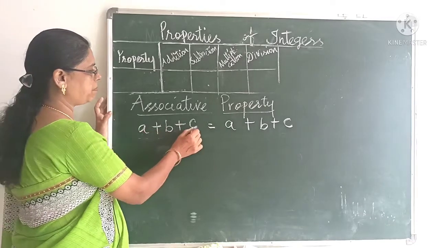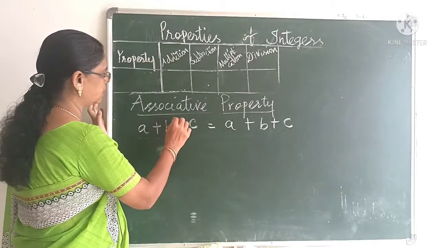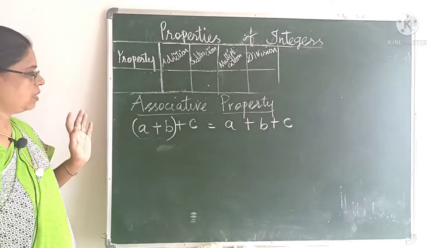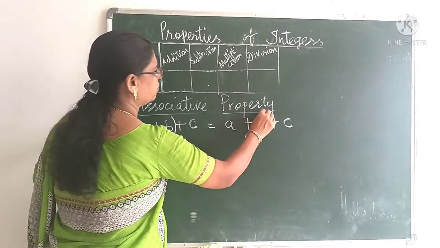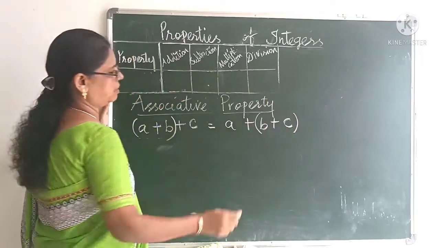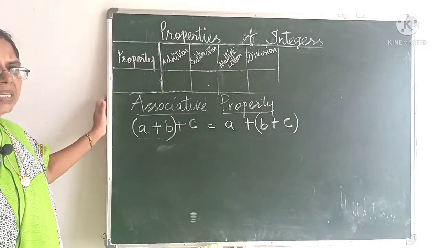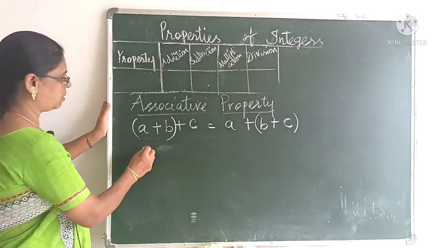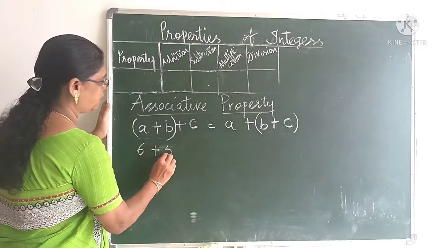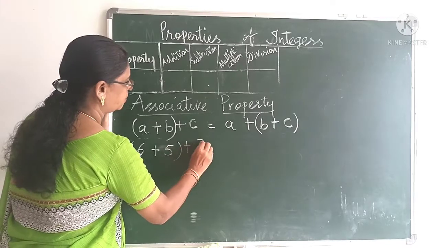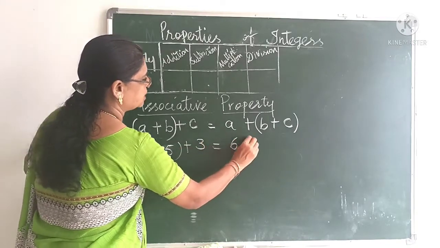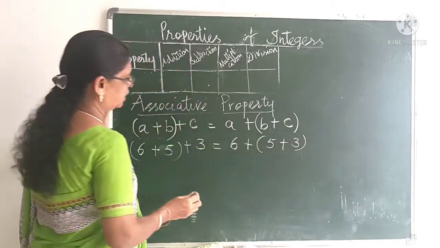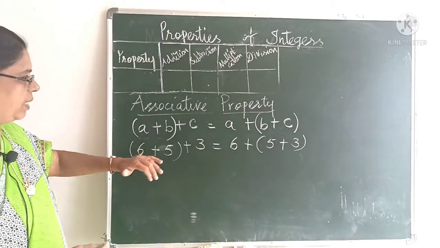See, A plus B plus C. Here, we are going to put A and B in one group. But on the other side, we will put B and C in one group. And check whether the answer is going to be the same or not. 6 plus 5 plus 3. Here 6 plus 5 plus 3. The grouping is done in a different way.